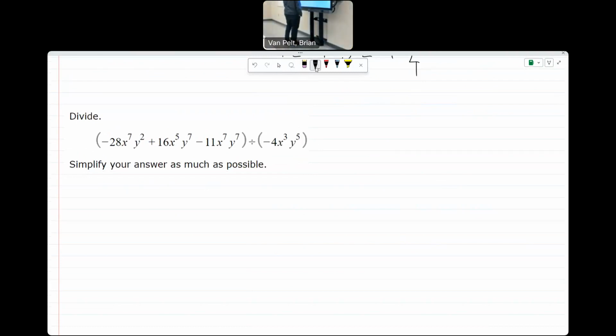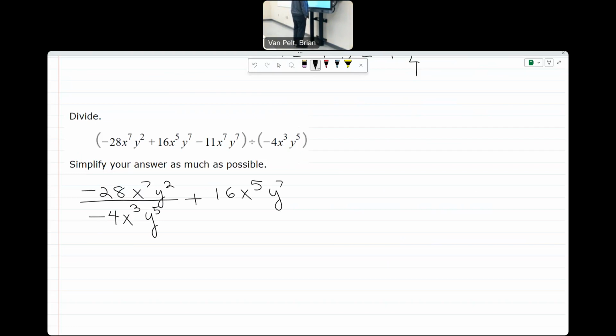We're going to add -28x to the 7 y squared divided by -4x cubed y to the 5th, plus 16x to the 5th y to the 7th over -4x cubed y to the 5th. All right, go ahead and work on the first one.